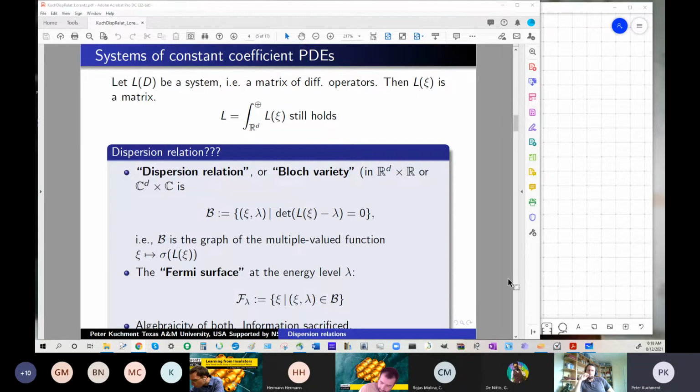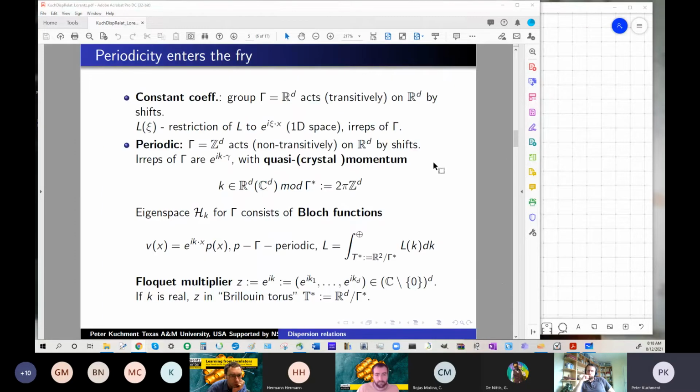And in particular, later on, some topological features that are important in the periodic case might be lost if you just look at the dispersion relation instead of the whole symbol L of psi. Now we are ready to go to the constant coefficient periodic case. In the constant coefficient case, we had a group gamma, which was the whole space acting on itself by shifts, by translations. And this action was transitive, namely there was one single orbit that covered the whole space.